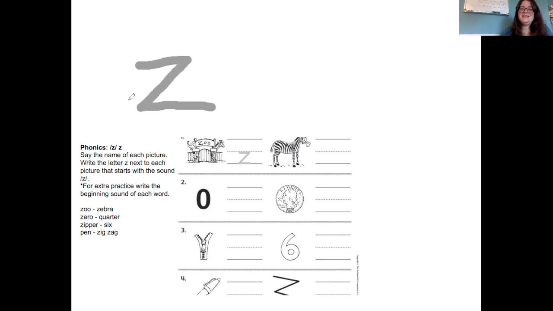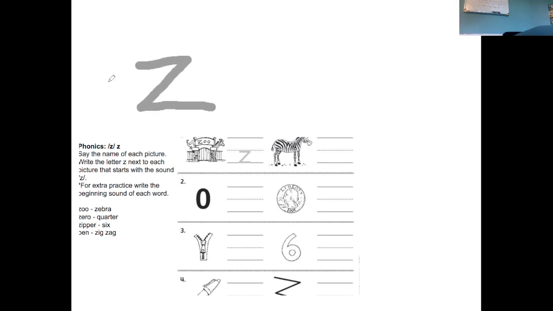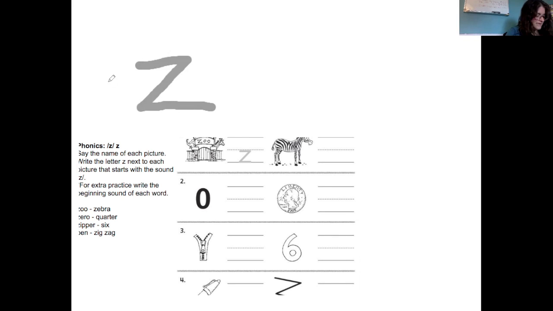Z. So what's the name of this letter? Z. And what's the sound it makes? Z. Now, what we're going to do is I'm going to show you a couple more pictures with the Z words. And let's see if you know what they are.